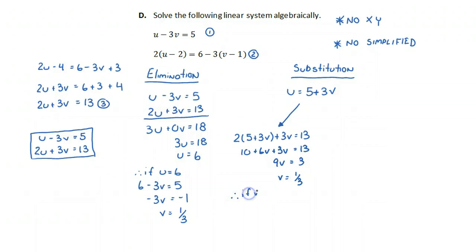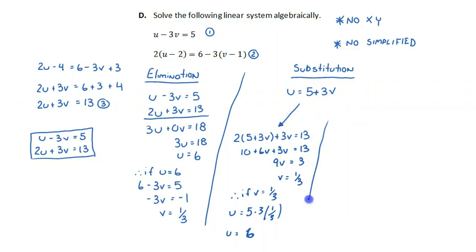Therefore, if v equals 1/3, I can sub that back in. u is equal to 5 plus 3 times 1/3, u is equal to 1. Oh, sorry, 6. Pardon me. And there you go, it's solved. Again, elimination, substitution, it doesn't matter.